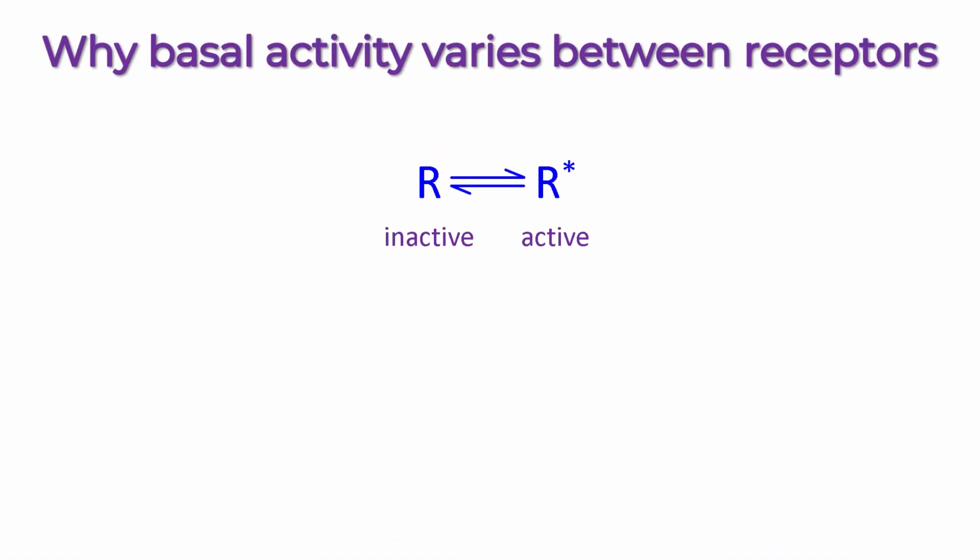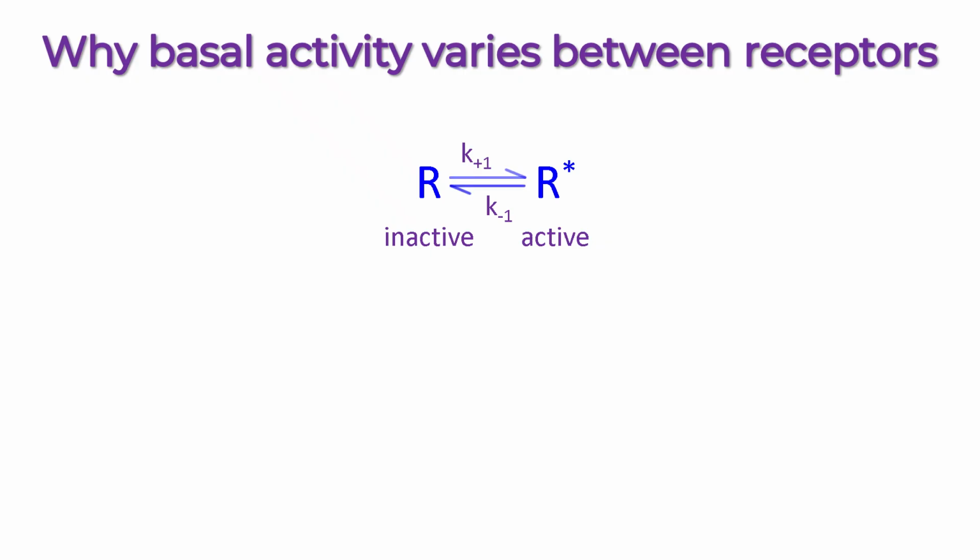The two-state model can explain why different receptors show different levels of basal activity. The balance between inactive and active states depends on how fast receptors move in each direction. The forward transition from R to R star is governed by the rate constant k+1, and the reverse transition from R star back to R is governed by k-1. When these two rate constants are similar, there is no strong bias toward either state.